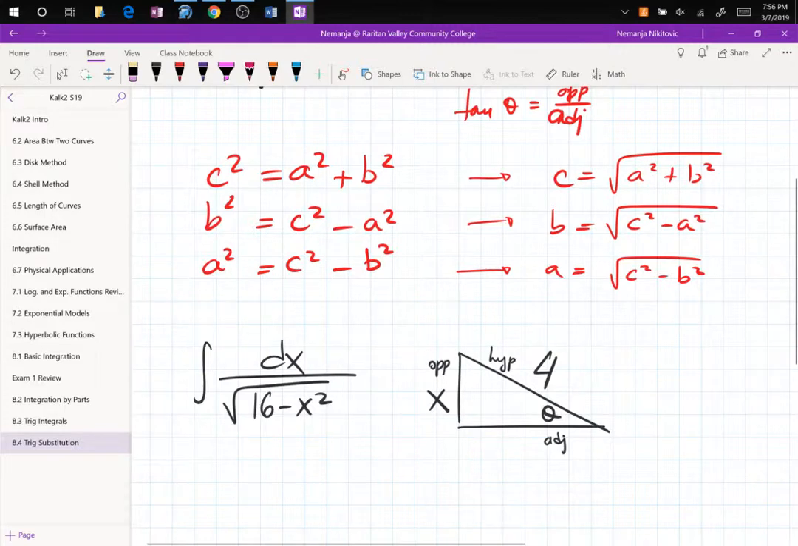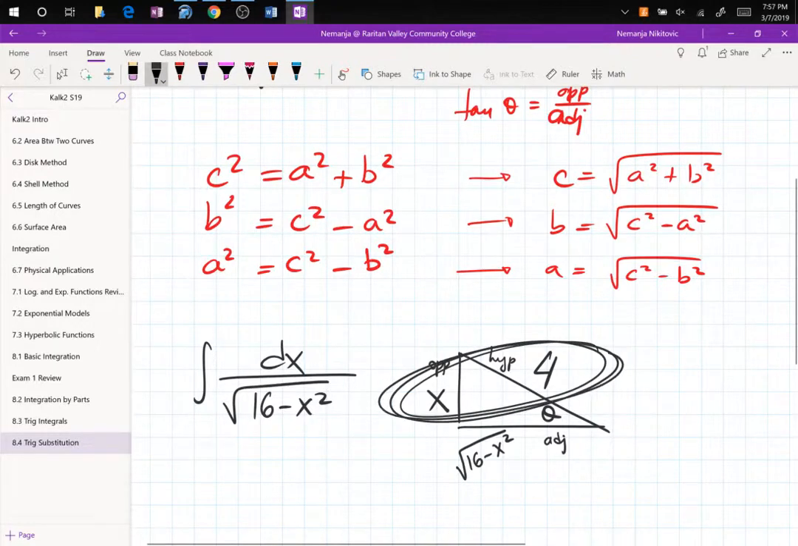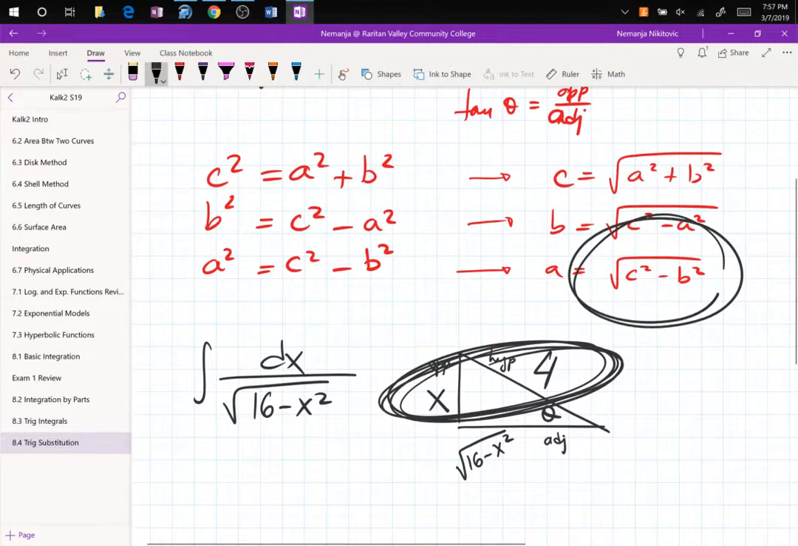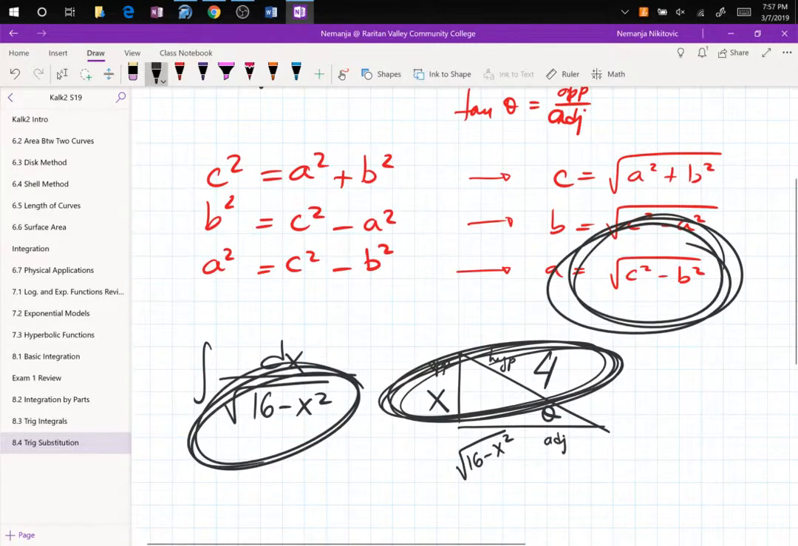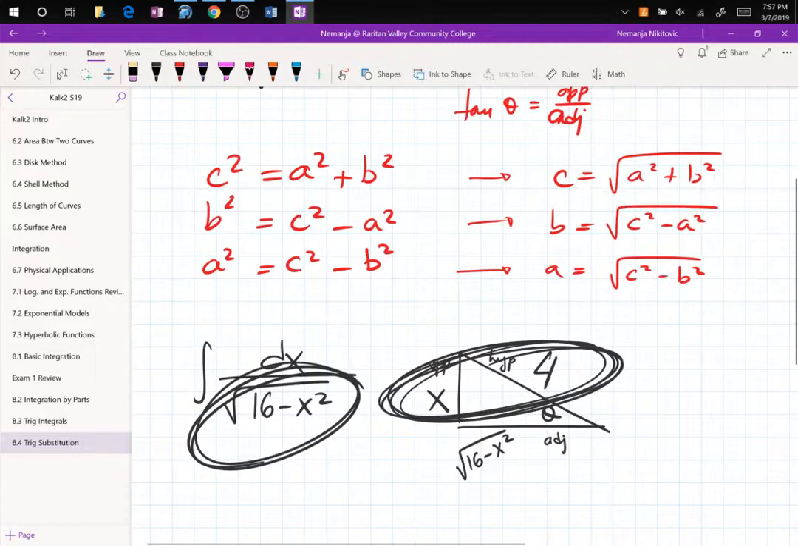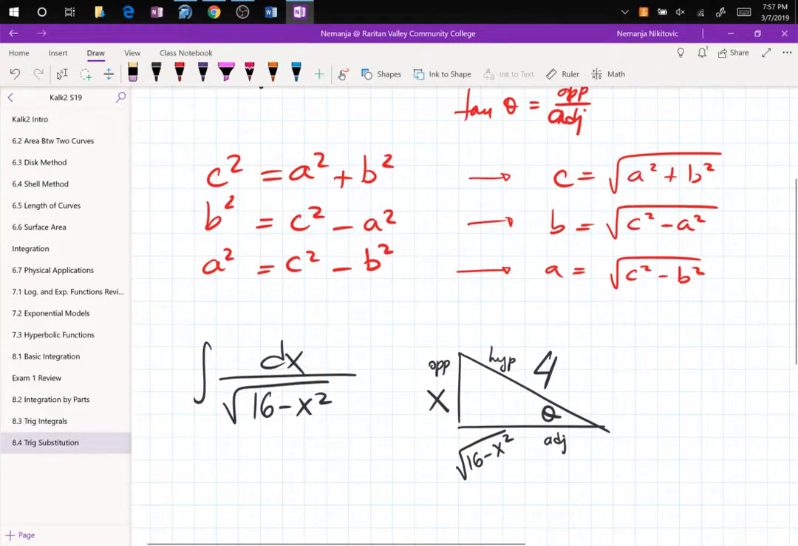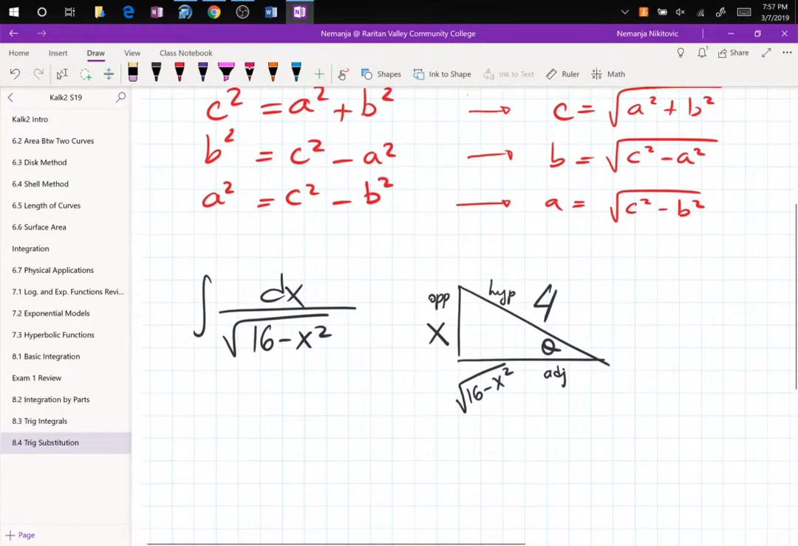I do the Pythagorean identity in the triangle, and I obtain that this side over here is the square root of 16 minus x squared, which always has to match this, obviously. So we assign these by looking at the form of the question and whether it fits the formula with plus or with minus. That's how you assign the basic ones. And the third one will be obtained by the Pythagorean theorem. We are almost done.